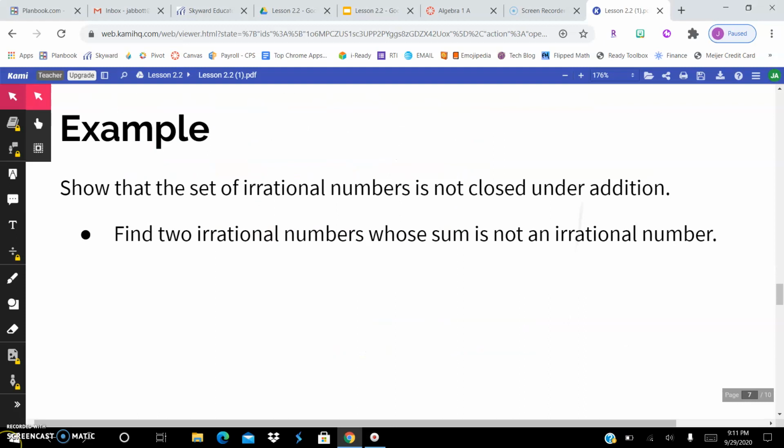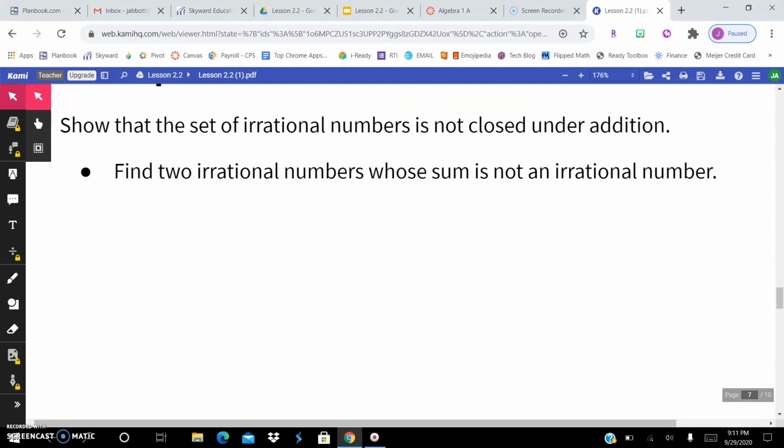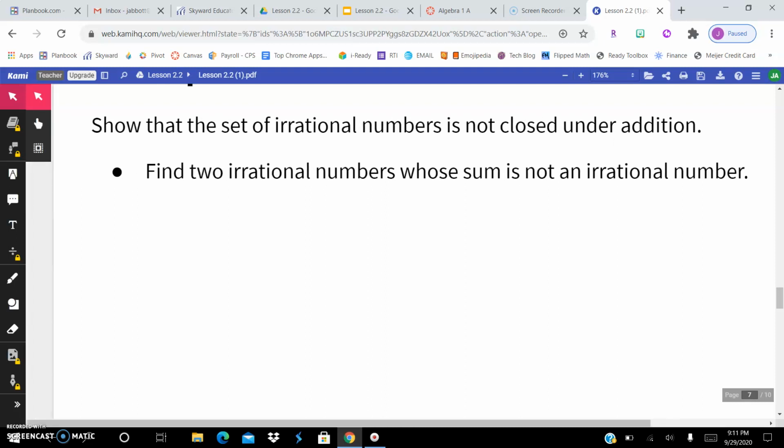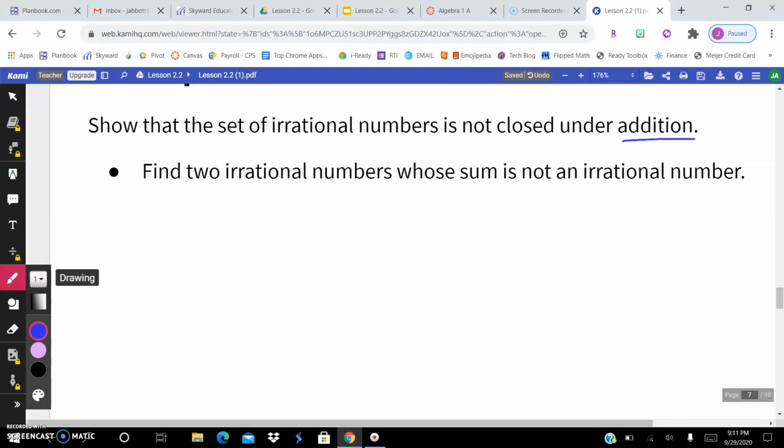I have one more example here. Show that the set of irrational numbers is not closed under addition. Find two irrational numbers whose sum is not an irrational number. So it's under addition, so we're adding. And we're talking about irrational numbers. So they want us to prove that it's not closed. So an irrational number would be pi. And they're telling us that if I add pi to another irrational number, I should actually get a rational number.